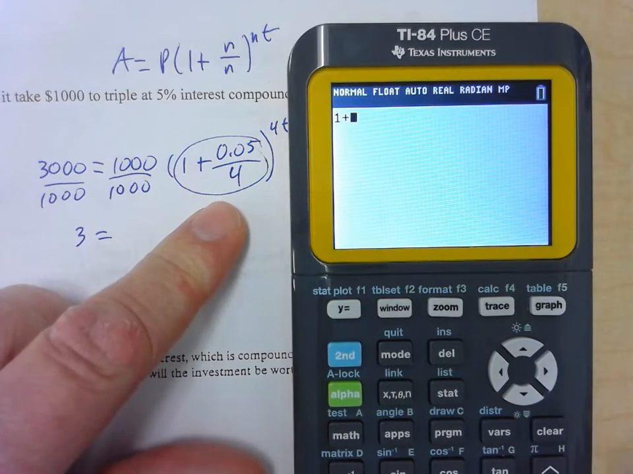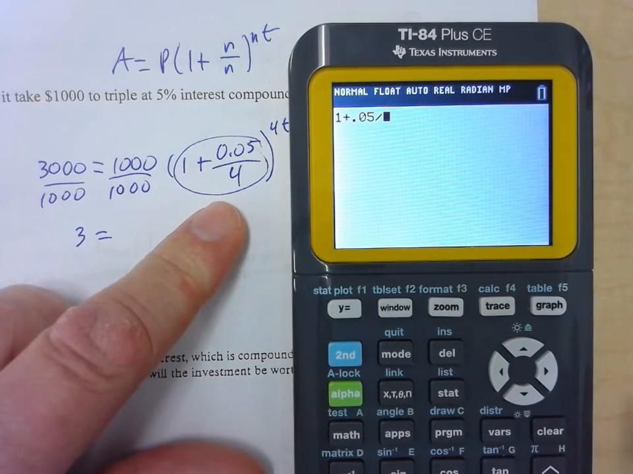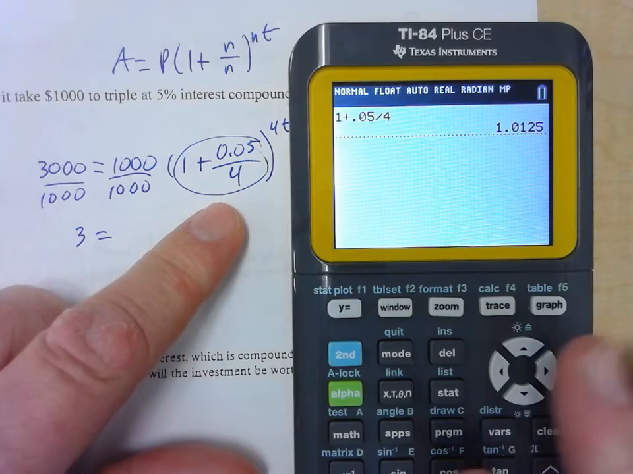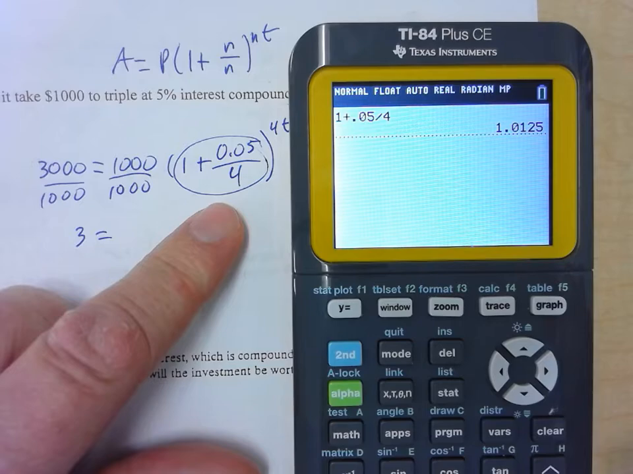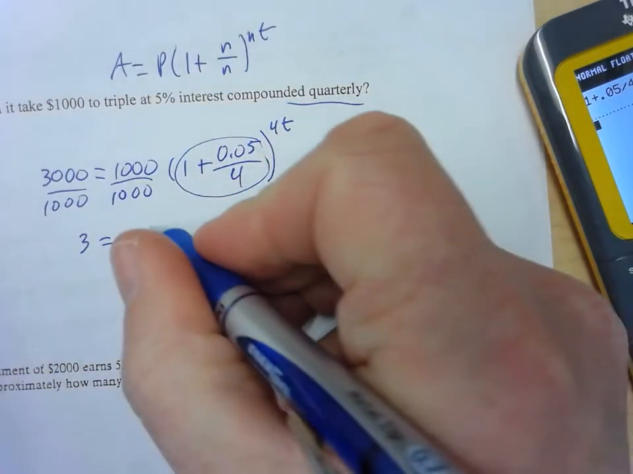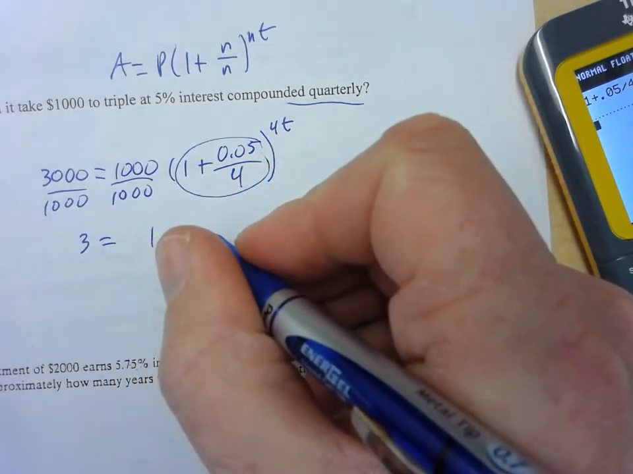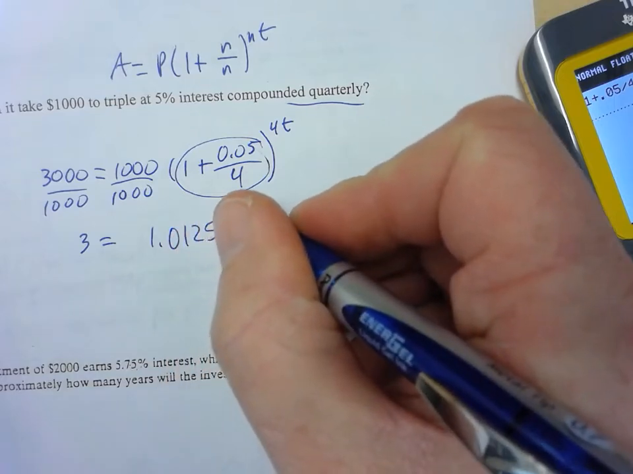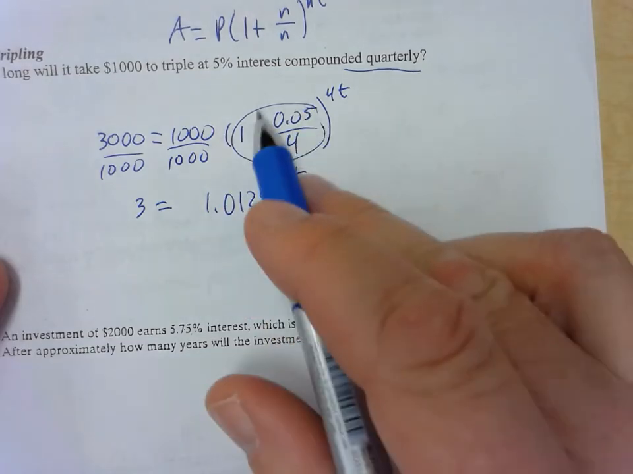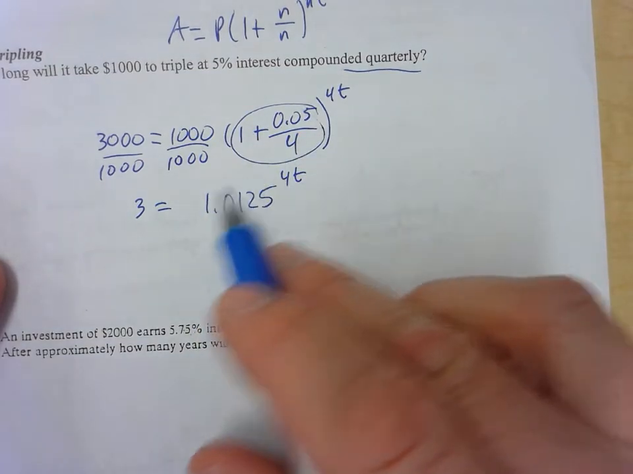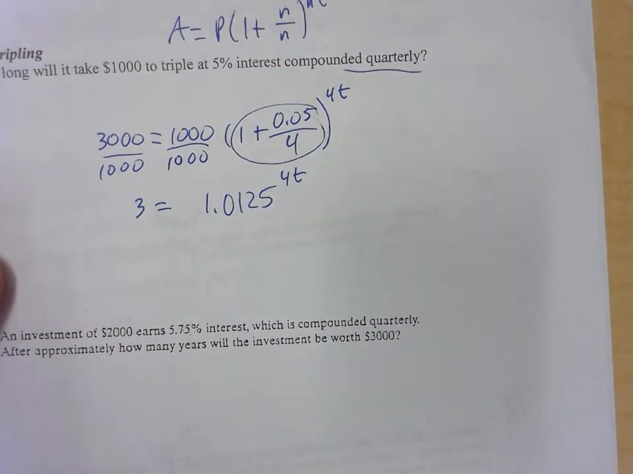1 plus 0.05 divided by 4. Now, I know in order to do this problem, I need to keep all the decimals. I'm not rounding until the end of the problem, otherwise it'll throw off your calculation. So I took this part here, typed it into the calculator, and got this. Now to bring down the exponent, we take the log of each side.